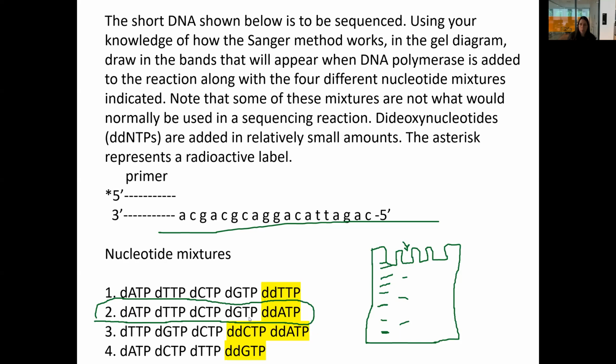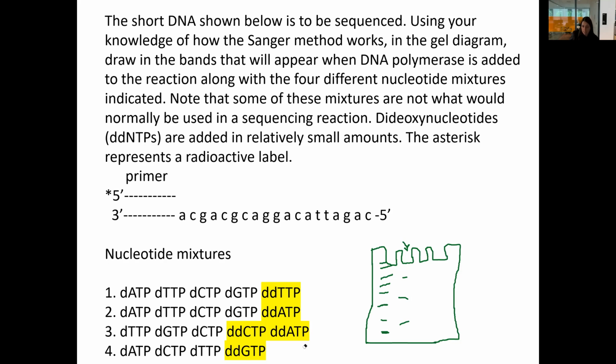So for lane 2, what I will get is that I have all the combinations and I have the ddATP that goes in. ddATP will stop at this A, that's 1, it will stop at this A, and then it will have the whole length of the thing. So that will be 1, 2, 3. So overall I should have 3 fragment bands here.